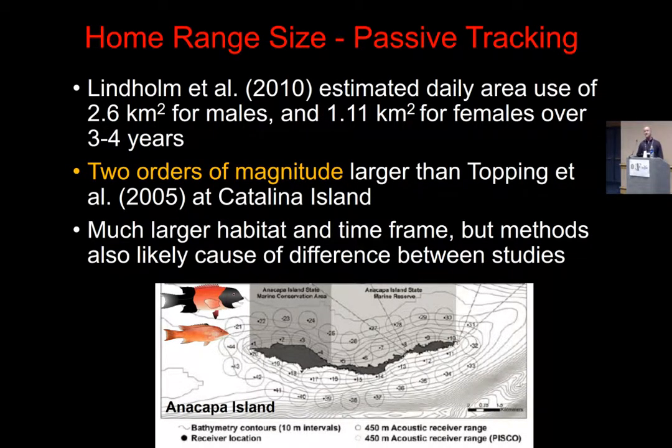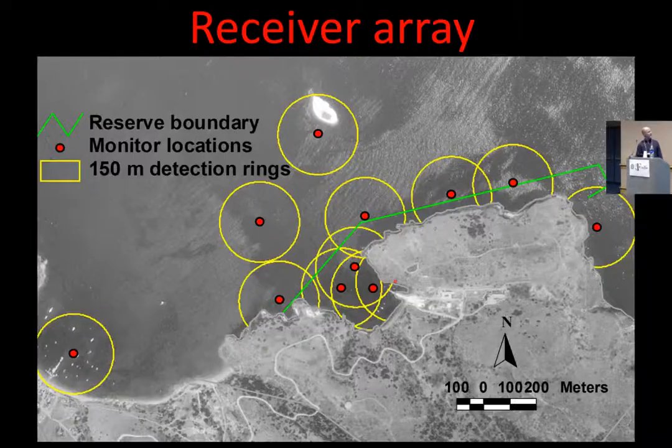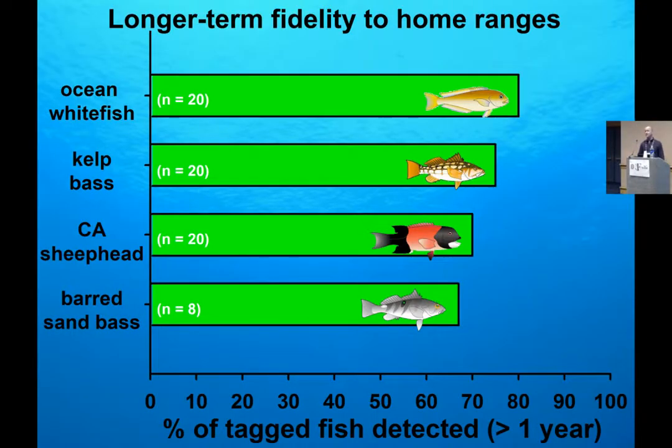So what we've actually done is for the same species that we actively tracked, we also passively tracked in this little marine protected area around natural habitat. We have these acoustic receivers, the rings you see are detection ranges, and we tagged 20 ocean whitefish, 20 kelp bass, 20 sheephead, and 8 barred sand bass in that area to look at fidelity to those home ranges that we measured using active tracking. And what we found was over a 1-year period, a vast majority of these fish were detected on a daily basis within the areas from which they were actively tracked, showing high site fidelity to those home range habitats.